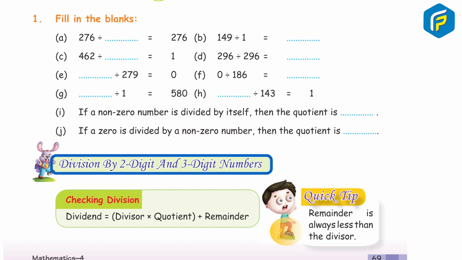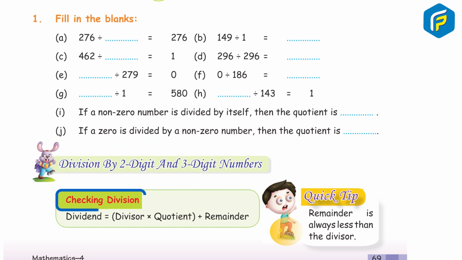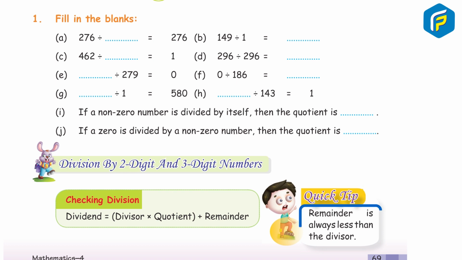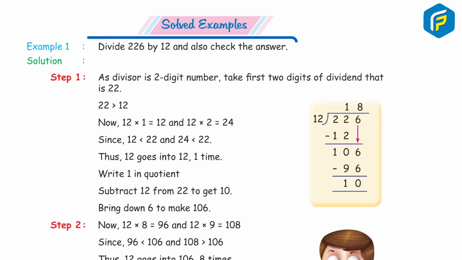Division by 2-digit and 3-digit numbers. Checking division: dividend is equal to divisor times quotient plus remainder. Quick tip: the remainder is always less than the divisor. Solved example. Example 1. Divide 226 by 12 and also check the answer.